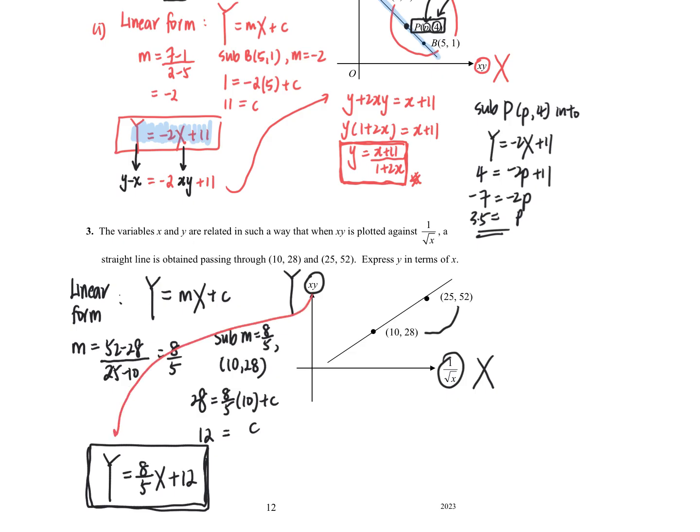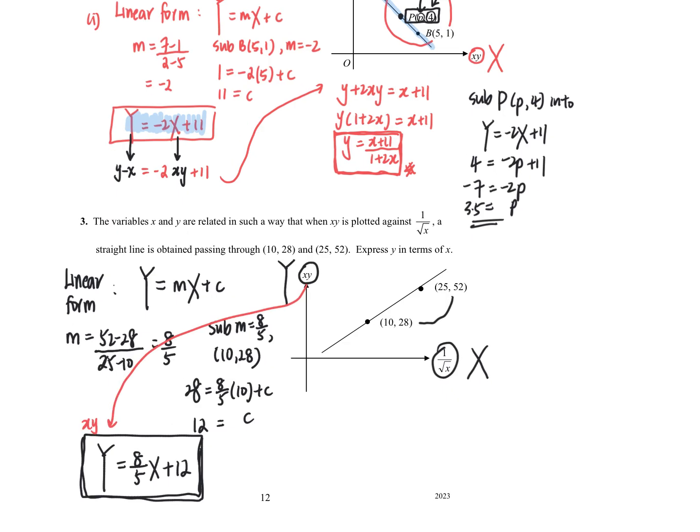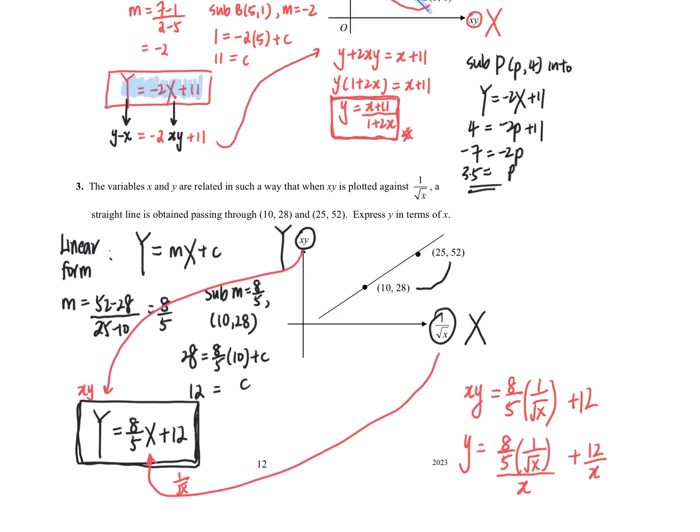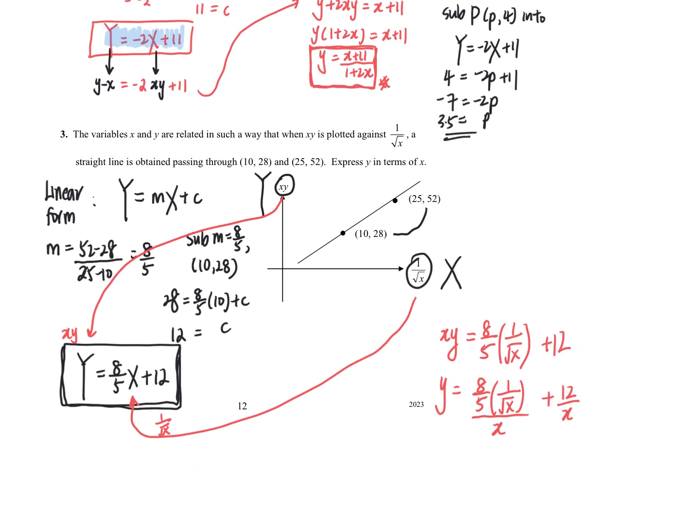Put your y back as xy. Put your x as 1 over x squared. So your equation will look like this. Okay, they say express y in terms of x. So everything must divide by x. Oh, actually you just, oh, but not simplified. Should we simplify this one? Okay, this thing maybe we just simplify.